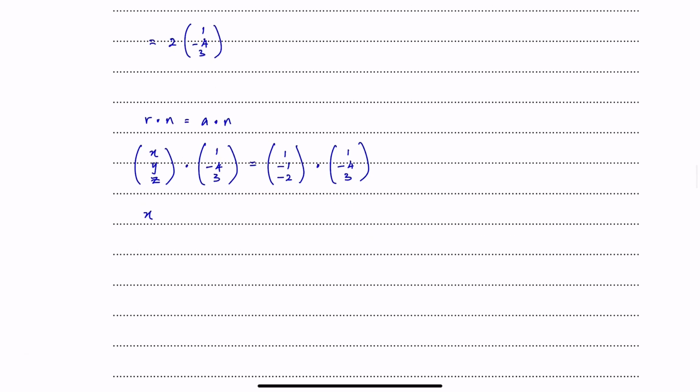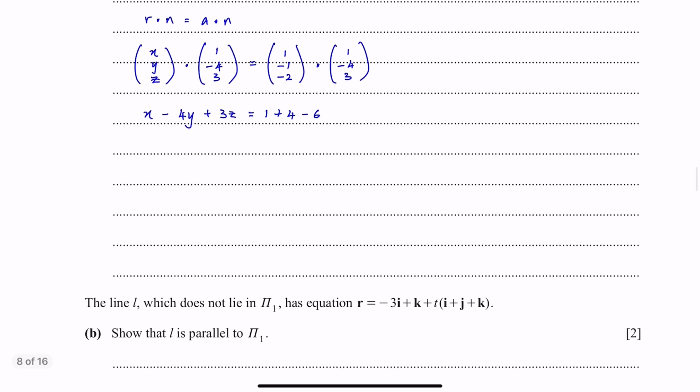So we get x minus 4y plus 3z equals 1 plus 4 minus 6. And the final answer would be x minus 4y plus 3z equals negative 1.